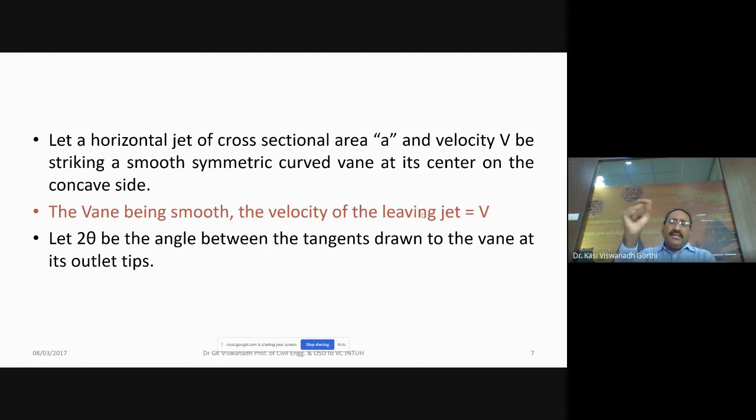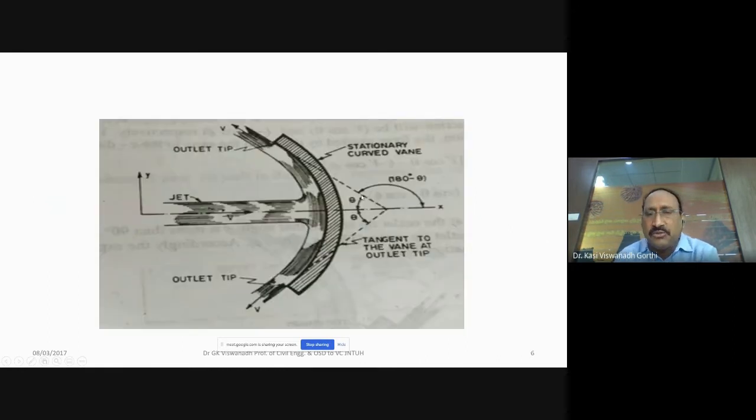In which case, the velocity of the leaving jet may be different from the velocity of the incoming jet. Let 2 theta be the angle between the tangents drawn to the vane at the outlet tip. So this is the 2 theta. A tangent is drawn at the outlet tip, and another tangent is drawn at the outlet tip, and the included angle between these two tangents is 2 theta.